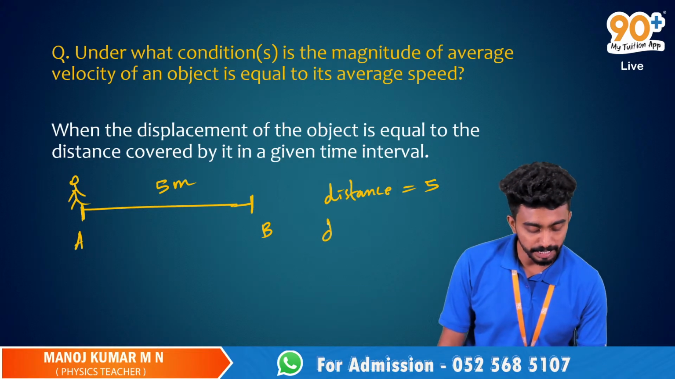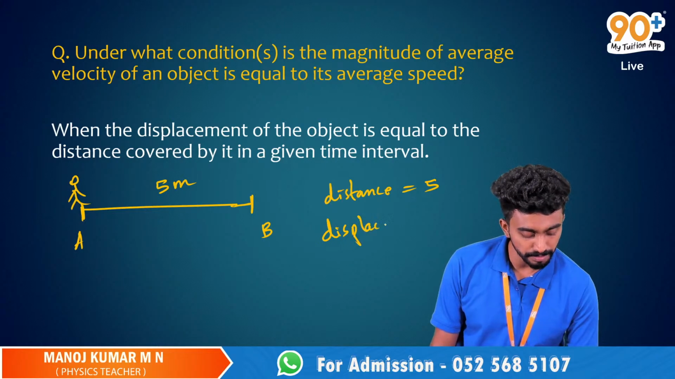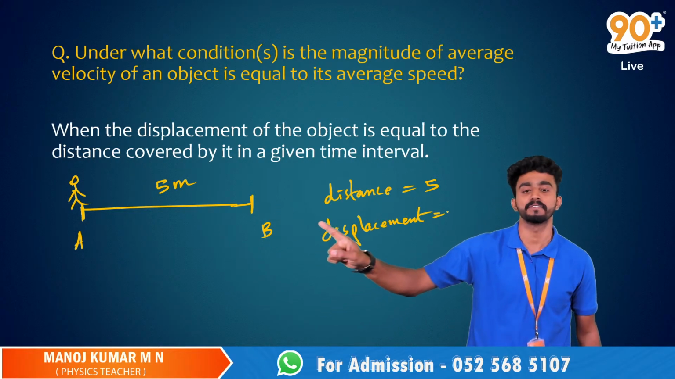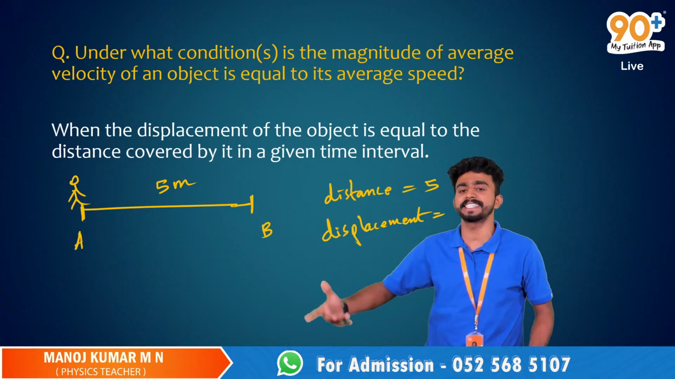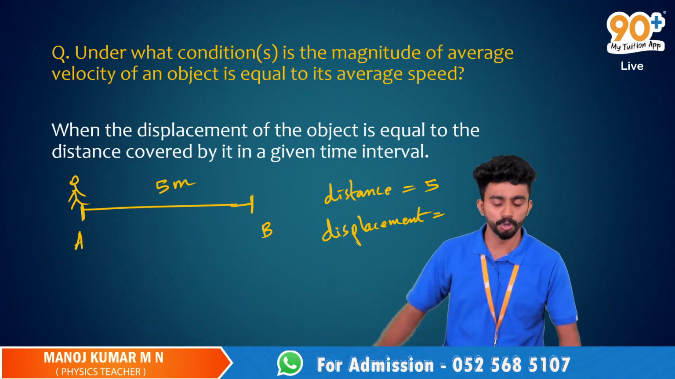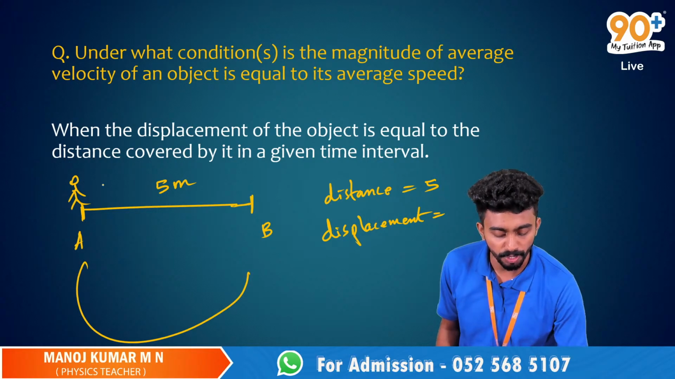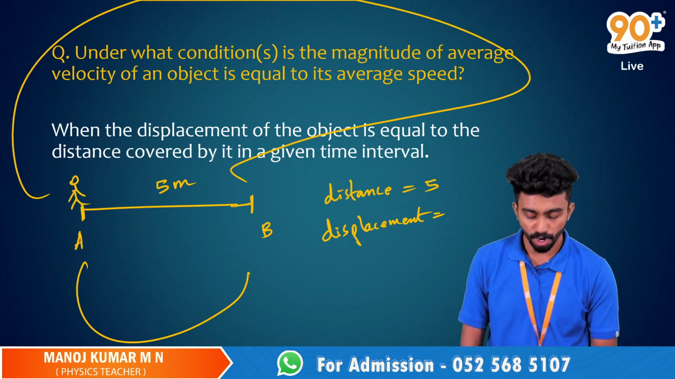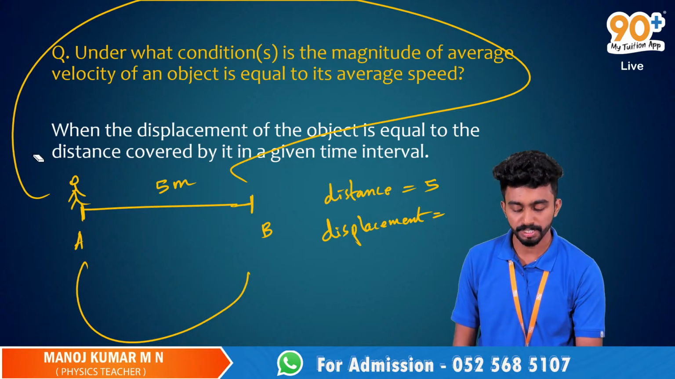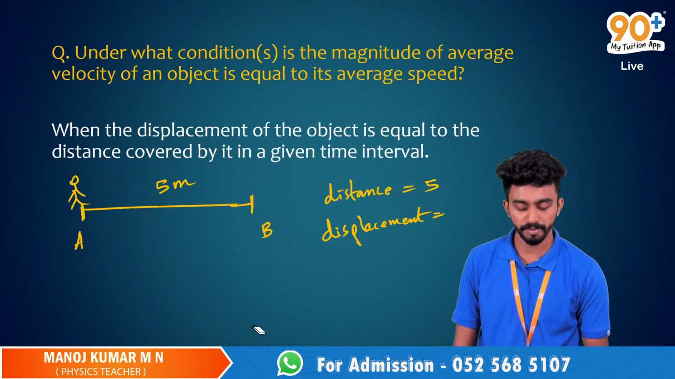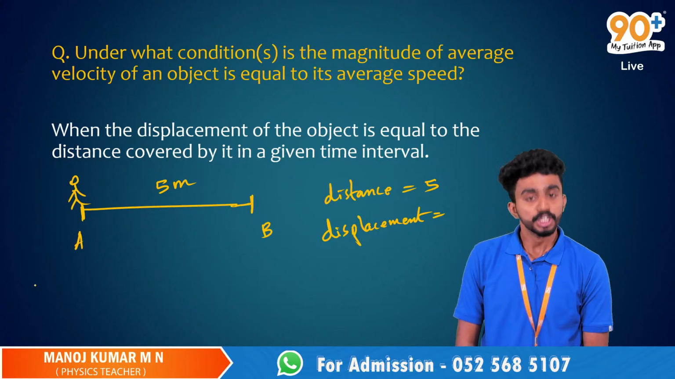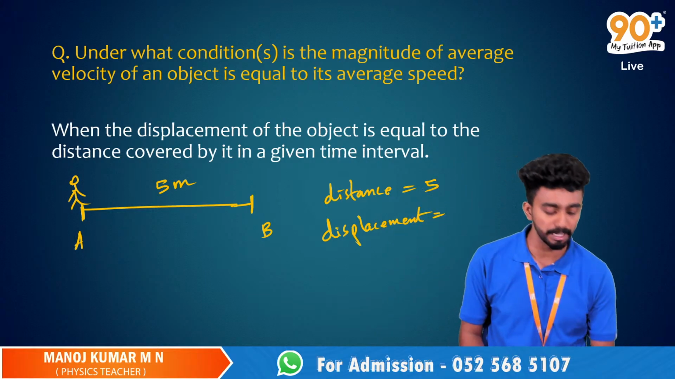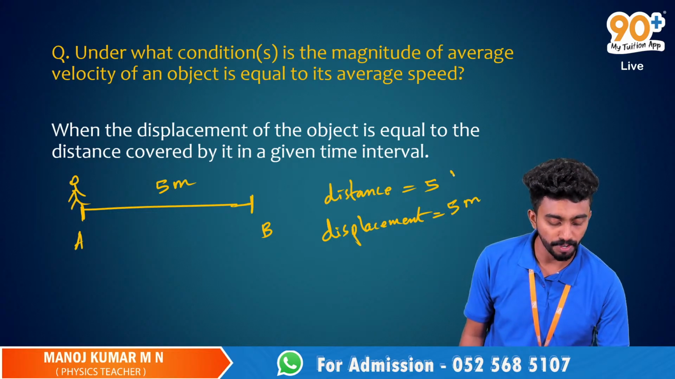Now, what will be the displacement? The object is moving through the straight path itself. So, is there any other shortest distance from A to B? If you draw a line like this or like this, will it be the shortest distance? No, right? Obviously, it won't be the shortest distance. Got it, everyone? So, over here, the value of distance and displacement will be the same. So, the displacement will also be 5 meters.